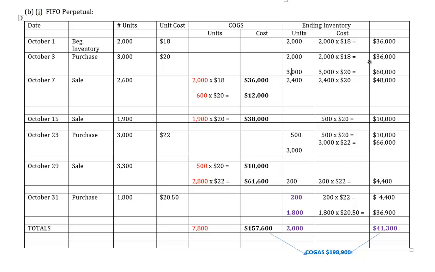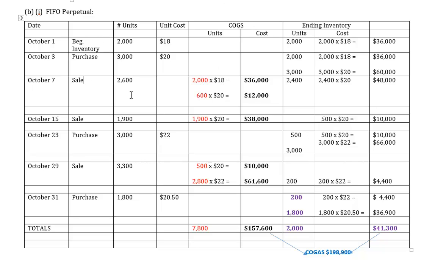And I'm saying now I have in total here 96,000 in inventory, 2,000 opening, and 3,000 from my most recent purchase. So on a perpetual basis, I am perpetually updating what's in my ending inventory and what's in my cost of goods sold. I haven't done anything with cost of goods sold yet because I haven't sold anything yet. That's happening now on October the 7th.